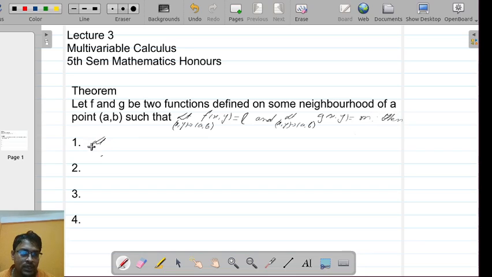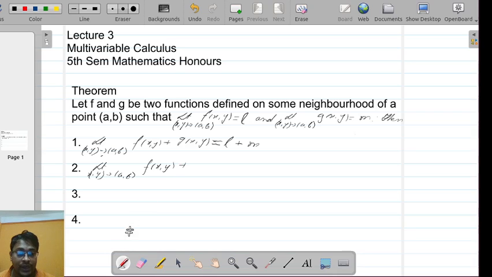we have the following results: the limit as (x, y) tends to (a, b) of f(x, y) plus g(x, y) will be equal to L plus M. Similarly, the limit of f(x, y) minus g(x, y) is equal to L minus M. And for the product, the limit of f(x, y) multiplied with g(x, y) is equal to L multiplied with M.